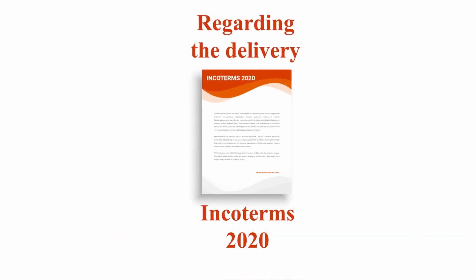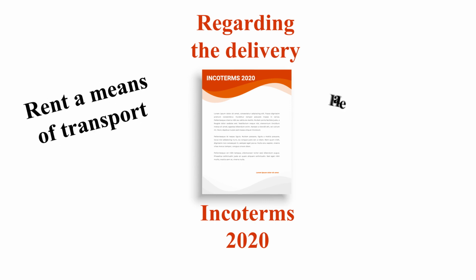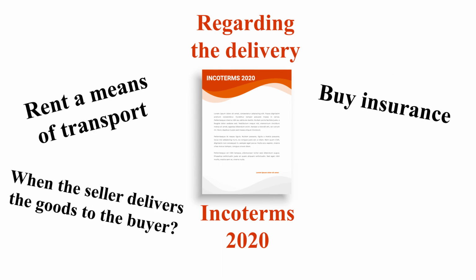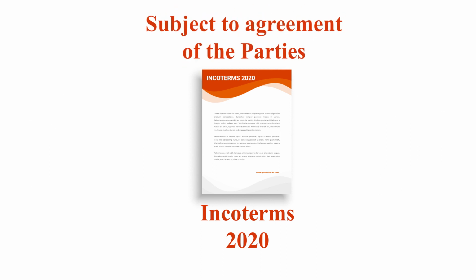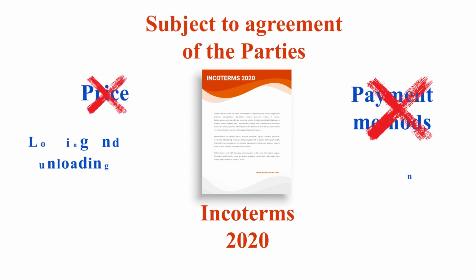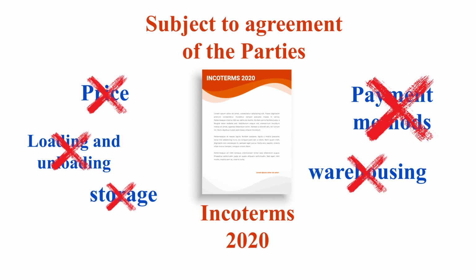of the parties. Incoterms only explain the most general matters relating to delivery, such as who is obligated to hire the means of transport or to take out insurance, when the seller delivers the goods to the buyer, and how to divide the costs between them. However, other issues such as prices, payment methods, loading and unloading of goods, storage and warehousing depend on the agreement of the parties expressed in the contract or according to the customs of the port, business lines and customs of the host country of the parties to the purchase and sale.